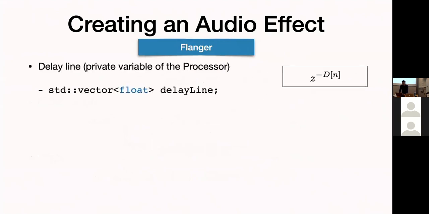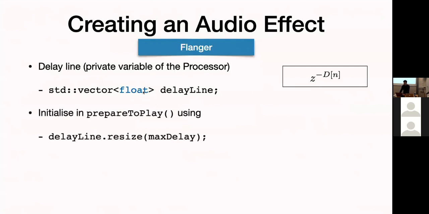So our delay line, we can make that a private variable of the processor. And in order to make a buffer, we use this type called a vector. And here what you see is the std is the standard C++ library. From that library, we take the vector class, and we specify that it's a vector of floats. So it can also be ints, it can be booleans, it can be whatever. But for our purposes, because we're working with audio samples, we're using float. This one you need to then initialize in prepare to play.